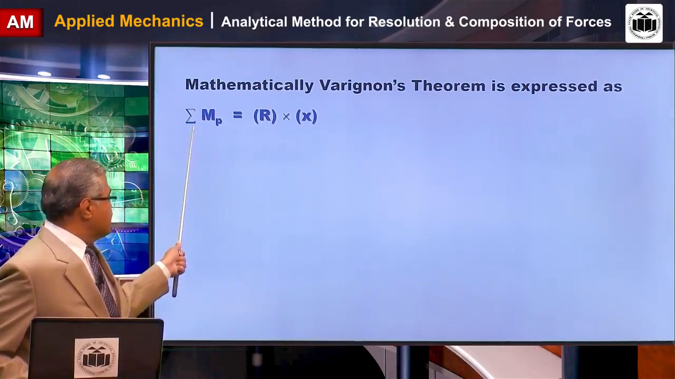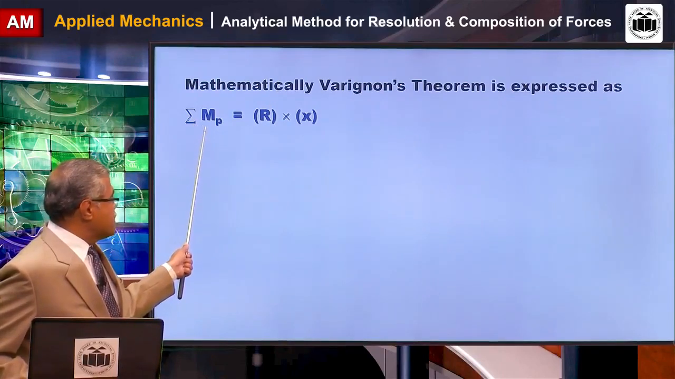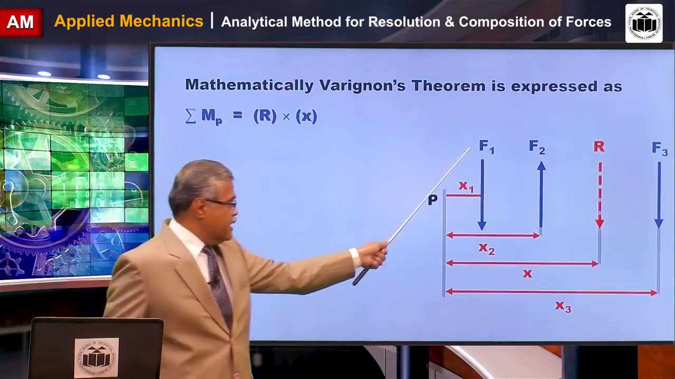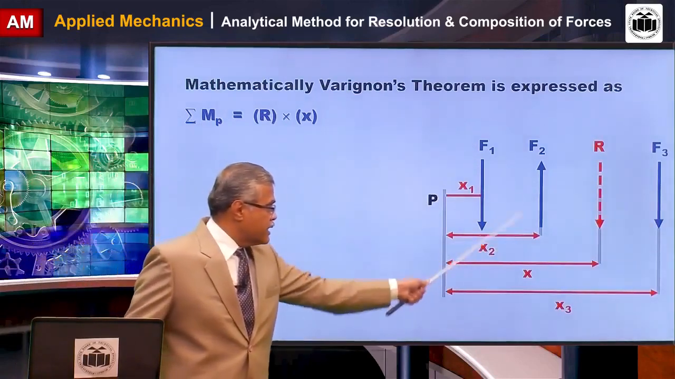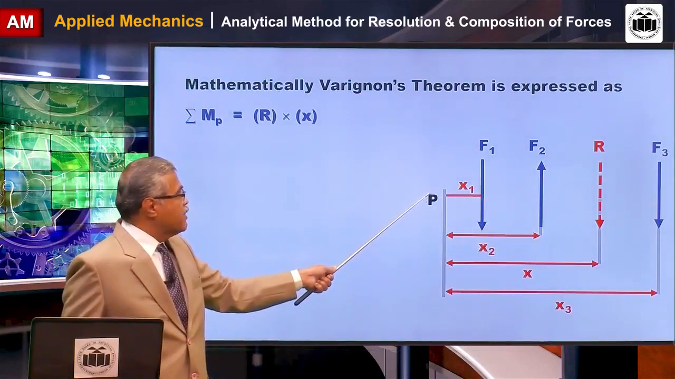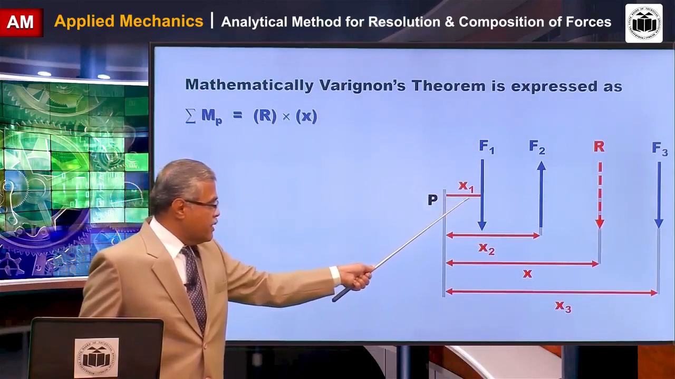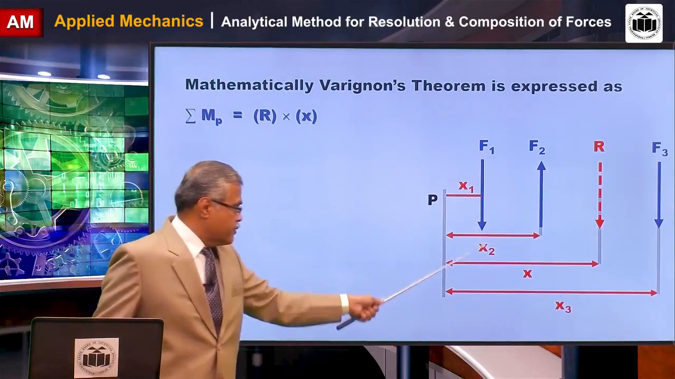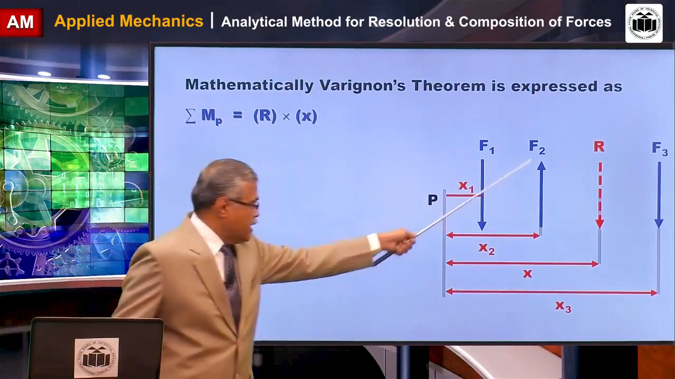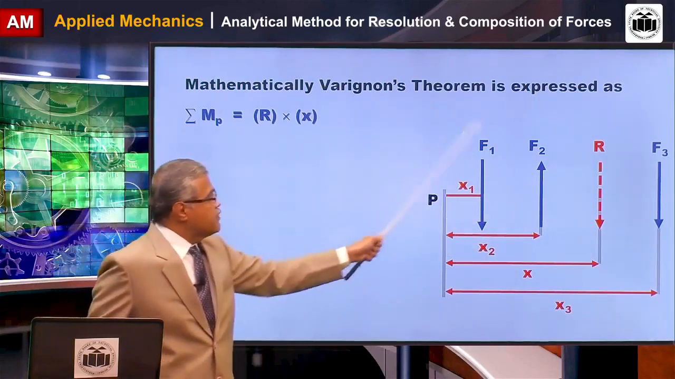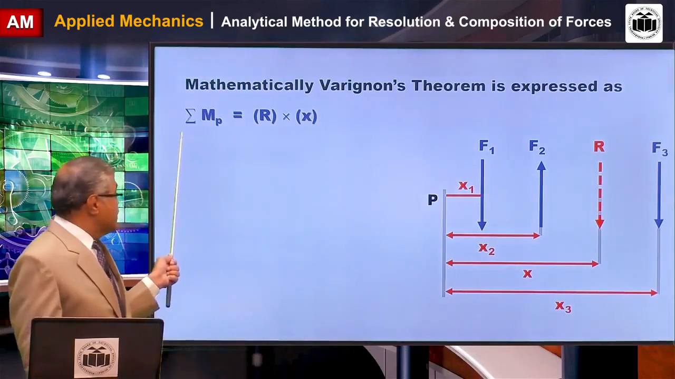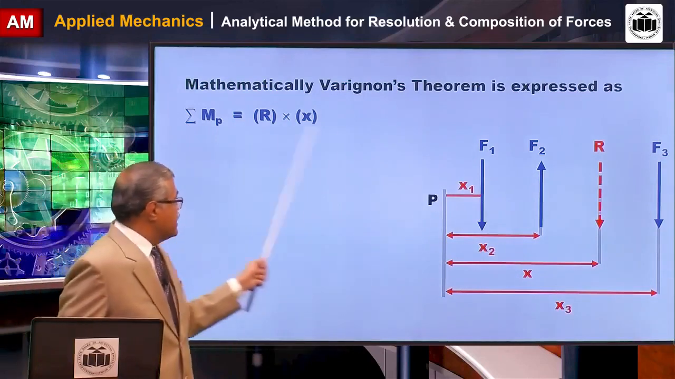As we know, summation MP means the algebraic sum of moments of all the forces about a reference point. Here we have considered a parallel force system in which force F1 is acting downward, F2 is acting upward and F3 is acting downward. Point P is the reference point, and from point P the distance of F1 is x1, of F2 is x2 and of F3 is x3. Again I have shown R, the resultant of all these three forces, and its distance from P is x. For location of resultant R we need the distance x.